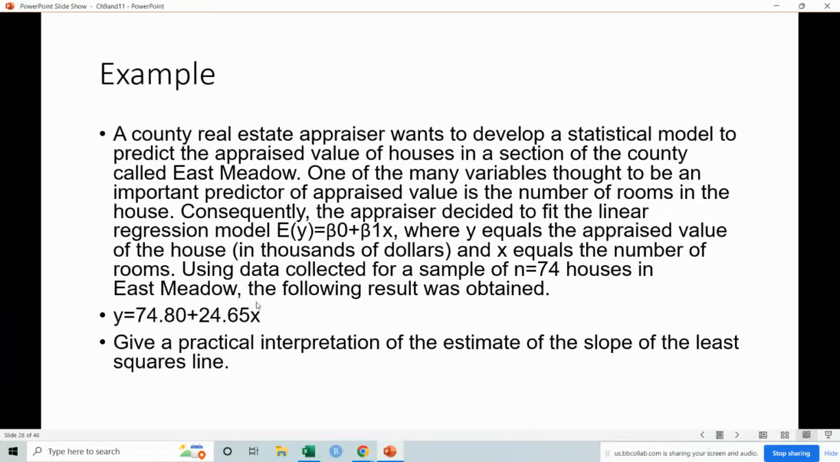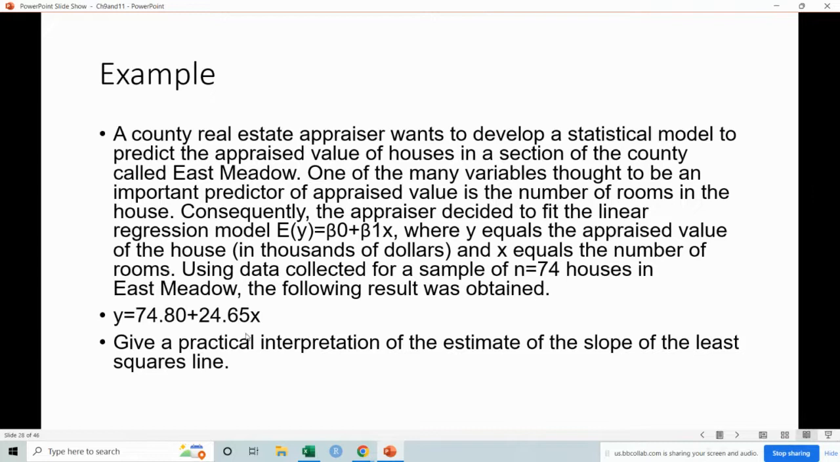This beta 1 coefficient is telling us a particular factor. So for each room in the house, we multiply it by 24.65, and that'll give us an estimate of the value of that house, the appraised value. So a 0-room house would have a base value of 74.8. So that's how we could interpret the y-intercept. Of course, a 0-room house would not exist, so sometimes the intercept is not really interpretable.